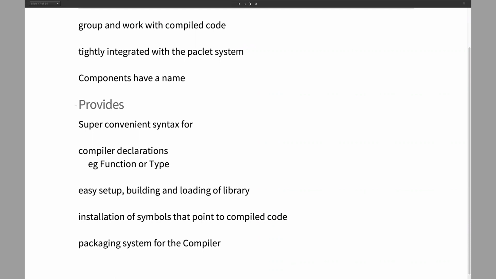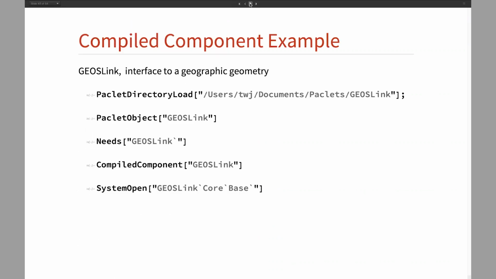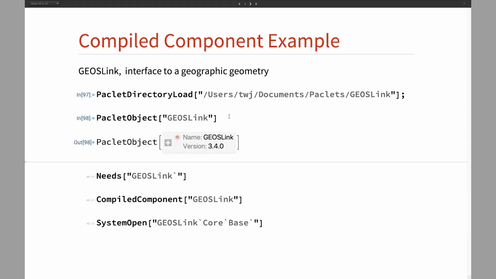You can install symbols that just point directly to compiled code, even faster than going through a compiled code function. And it's like a packaging system for the compiler. So we have built one with a link to GEOS, thanks to Jose, who's wanted this. This is a link to a geometry computing system.